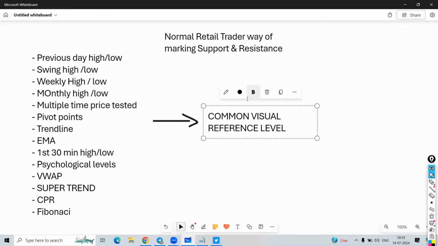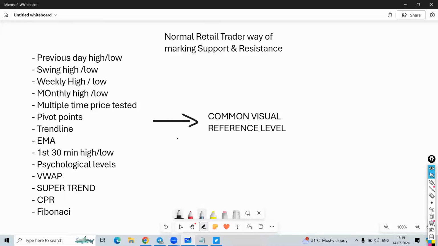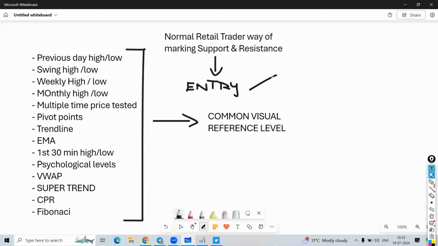Now tell me, in this current market, all these reference levels, normal retail traders used to take what? Used to take entry. How many of you agree with this? Yes, no. Because my sessions are always more interactive. No one-sided conversation. Only two-sided conversation.